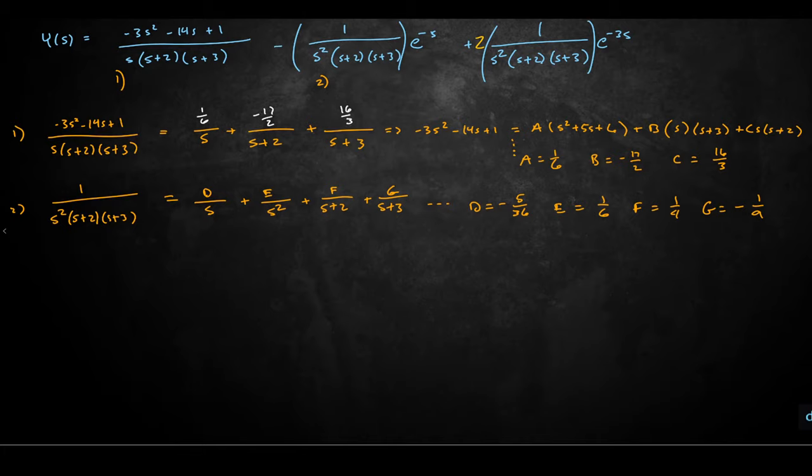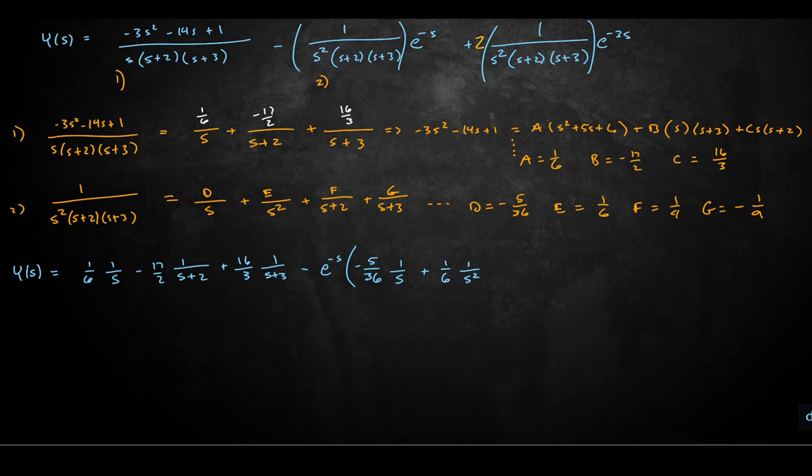So those are our partial fraction decompositions. And what we are going to do is replace those fractions with their partial fractions. So capital Y of s can be replaced with 1 over 6 times 1 over s minus 17 over 2 times 1 over s plus 2 plus 16 over 3 times 1 over s plus 3. Plus or minus e to the negative s times negative 5 over 36 1 over s plus 1 over 6 1 over s squared plus 1 over 4, 1 over s plus 2, minus 1 over 9, 1 over s plus 3.